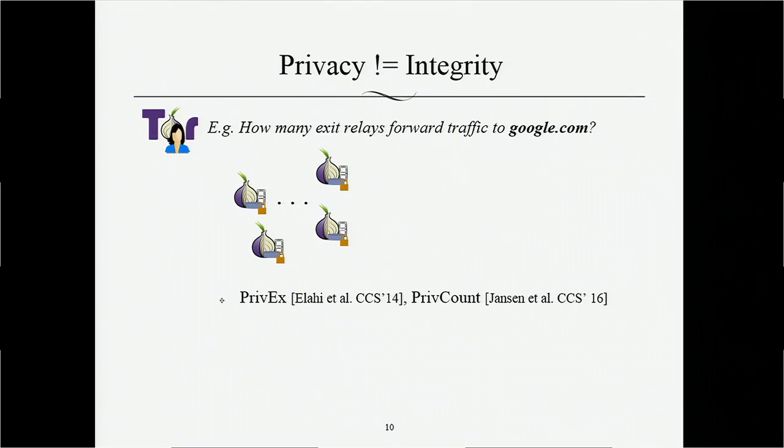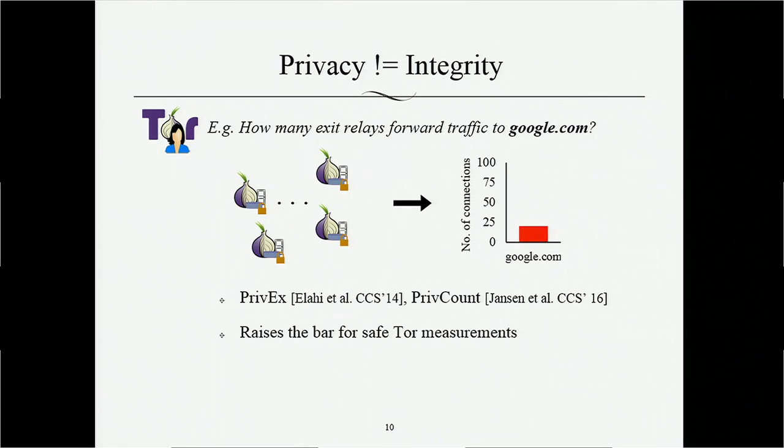So HisTorE is not the first scheme to measure Tor as such. Previous research studies have already measured Tor, like PrivEx and PrivCount, and they raise the bar for safe Tor measurements. They use differential privacy to measure Tor. So in PrivEx and PrivCount, you get that output: the number of client connections, the number of connections to google.com.